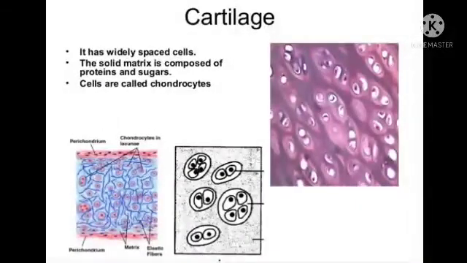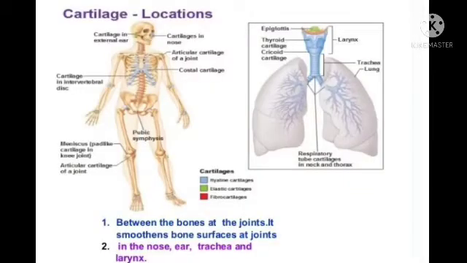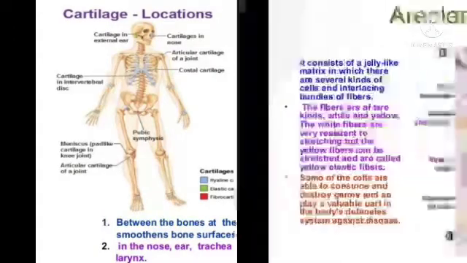Cartilage. It has widely spaced cells. The solid matrix is composed of proteins and sugars. Cells are called chondrocytes. Cartilage locations: it is between the bones at the joints. It smoothens bone surfaces at joints. It is also present in the nose, ear, trachea, and larynx.